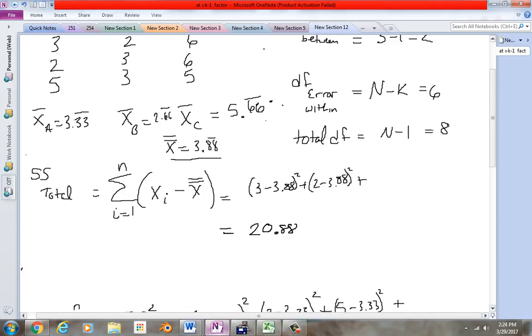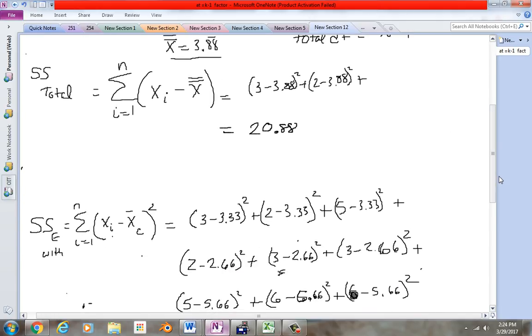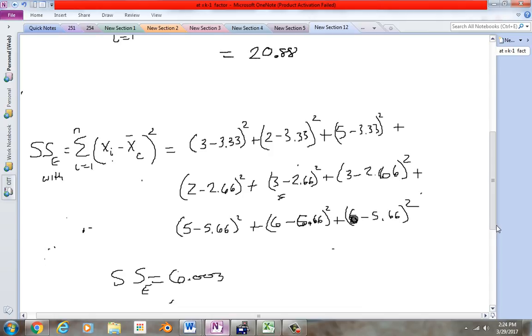Now to find the sum of squares for error, that is within group, we're going to take each value and subtract off the mean of the column that it's in. So that top row refers to the first column, and then the second column, the third column. And I add those all together, and I get 6.003. Because these are rounded off to 0.33 and 0.66 and so on, I think this should be exactly 6.